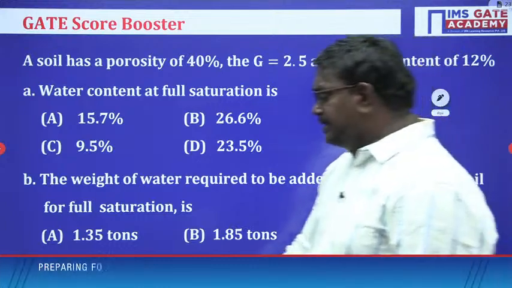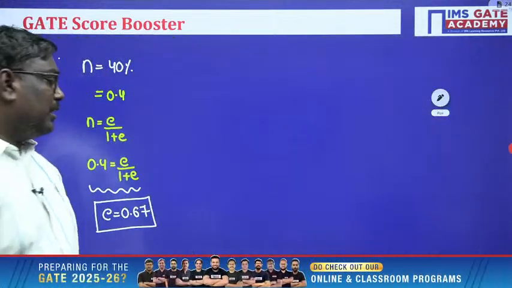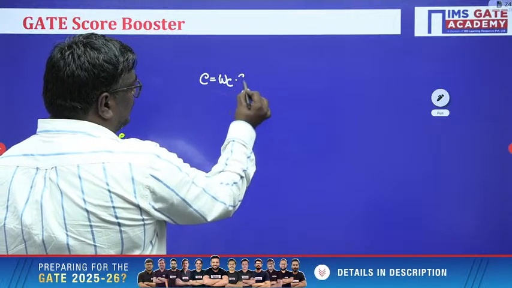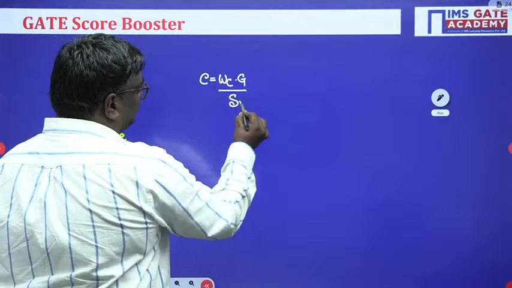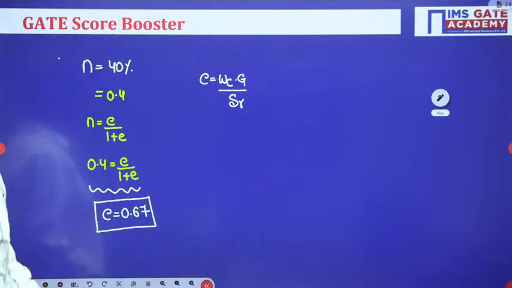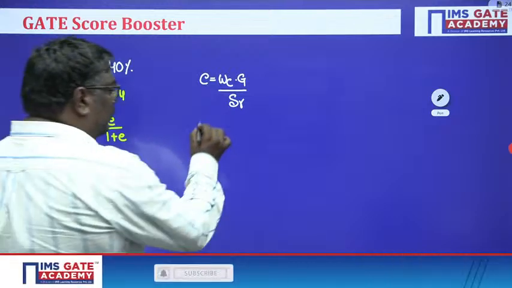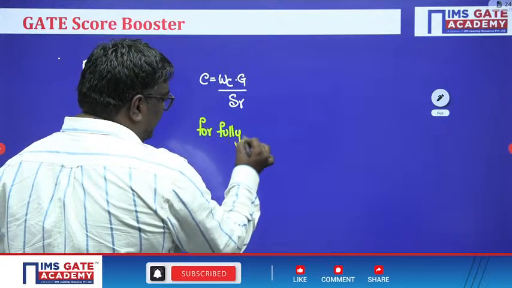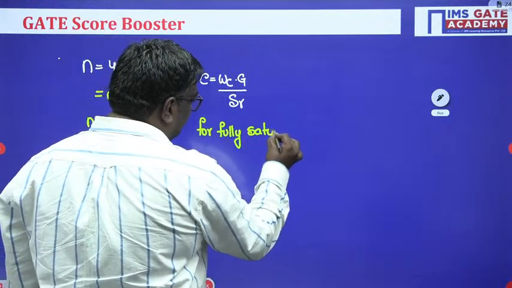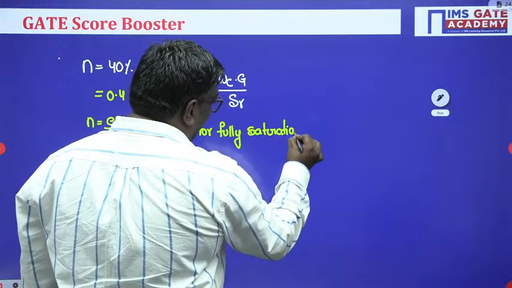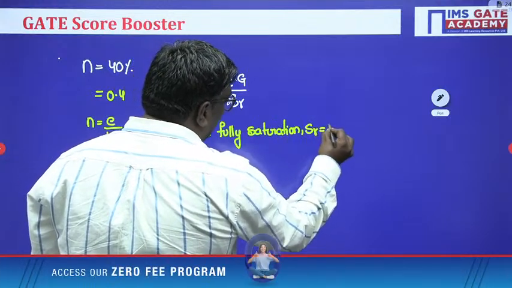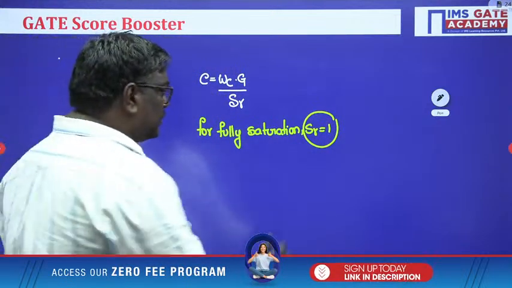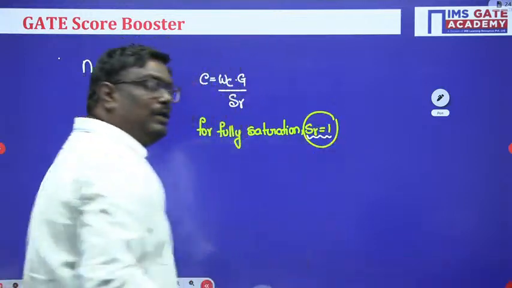Now what they have asked, sir? Water content at full saturation. You know e is equal to what? w G upon S_r. This is the general equation, my dear students. Now, for full saturation, what will be the value of S_r? S_r value is equal to 1. For full saturation, let me tell you, the value of S_r is equal to 1.